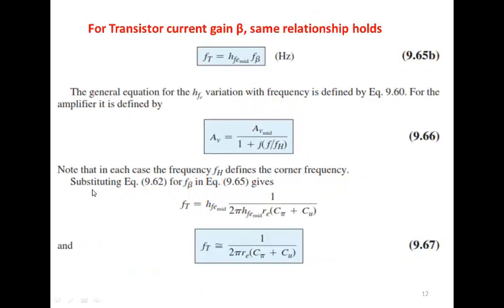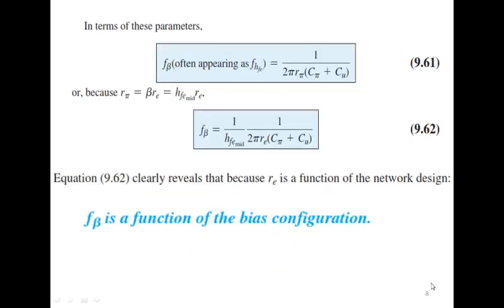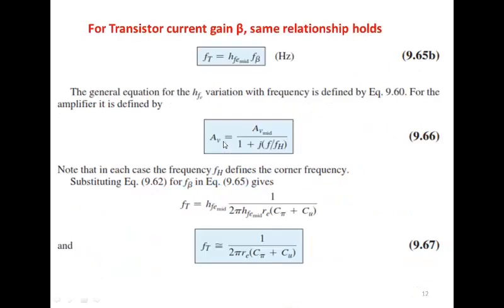Now substituting equation 962 for f beta in equation 965. This is 965, and the equation of f beta is this one. If we plug the value of f beta here in this equation, then ft would be equal to HFE mid times f beta, where you can cancel these two, and you will get the unity gain frequency approximately equal to 1 over 2 pi Re into (C pi plus Cu).